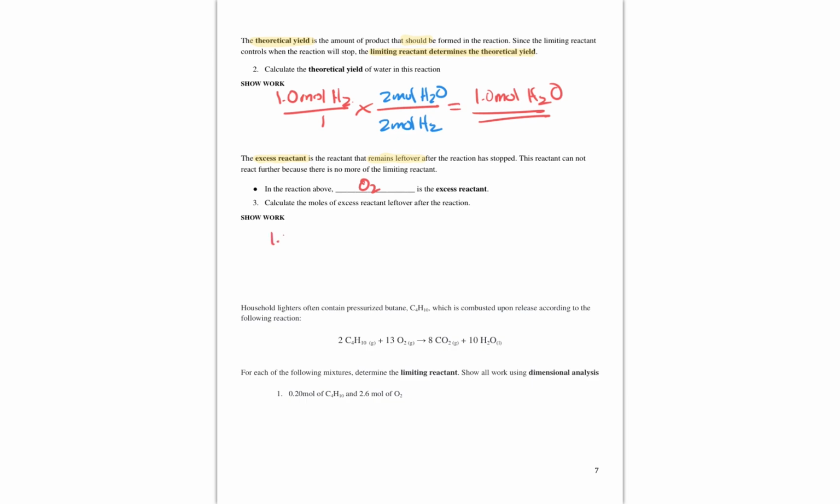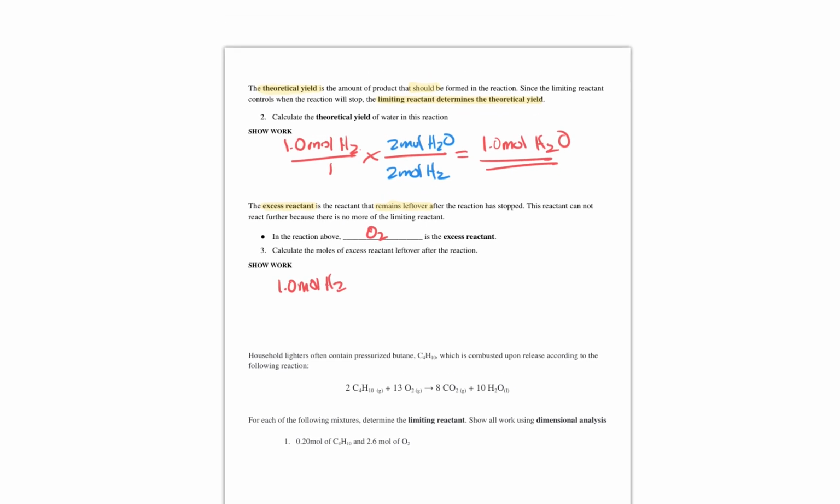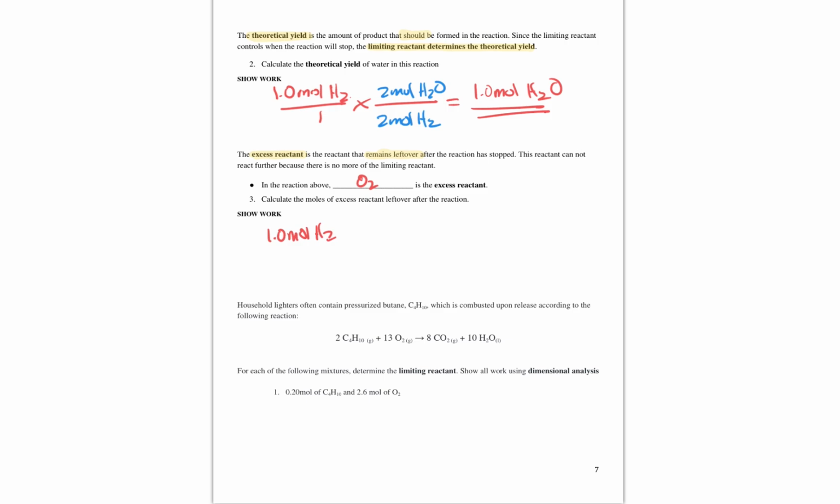We're going to start with 1.0 mole of hydrogen gas, which is our limiting reactant, and then we're going to use the mole ratio from the balanced chemical equation: 2 moles of hydrogen gas are consumed for every 1 mole of oxygen gas used. This tells us that we're going to need 0.5 moles of oxygen gas to completely consume our hydrogen gas limiting reactant.